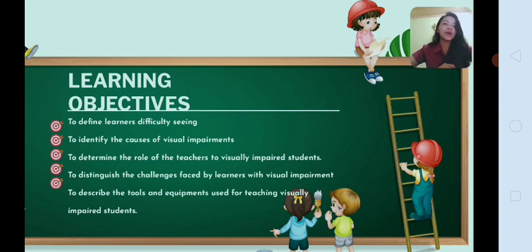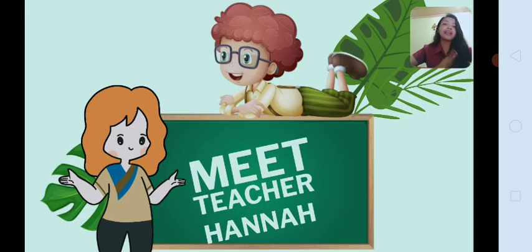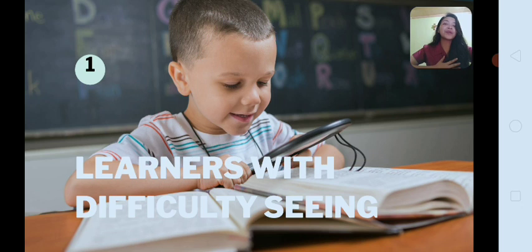Meet your teacher, Hannah. I'm going to discuss with you the learners with difficulty seeing. Let us first recognize that in a classroom, students are diverse, right? As future teachers, let us expect that students in the classroom will exhibit different levels of clarity of seeing, or visual acuity. There may be some students who will experience low vision, that we are going to discuss a few minutes from now.